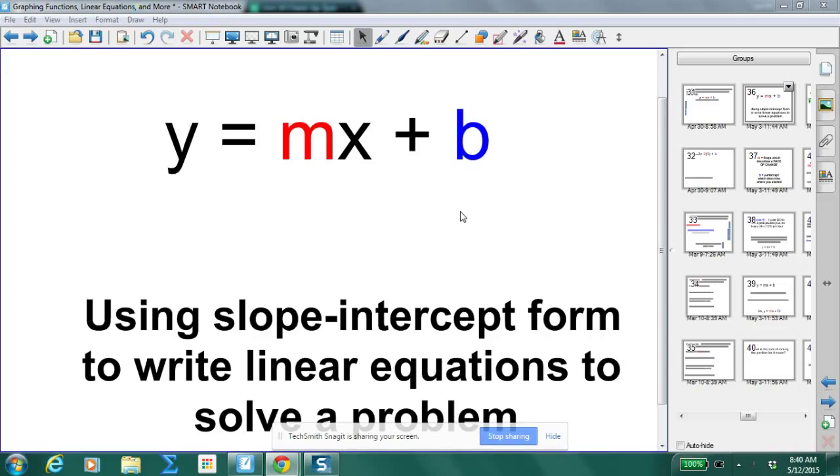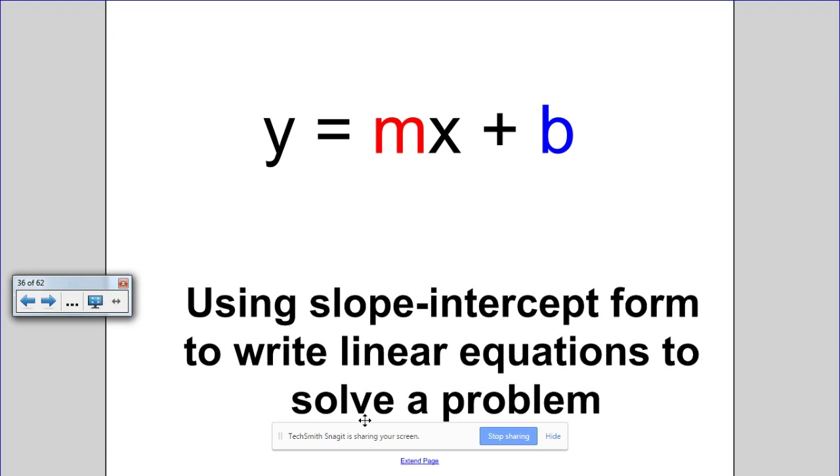All right, now we're going to take a look at using slope-intercept form and linear equations to solve word problems. We're going to come up with a systematic way to solve word problems. We've done guess and check. We've made tables for some word problems to come up with some solutions. But now we're going to write a two-variable x and y equation that will generate any possible input and output solution to solve a problem.